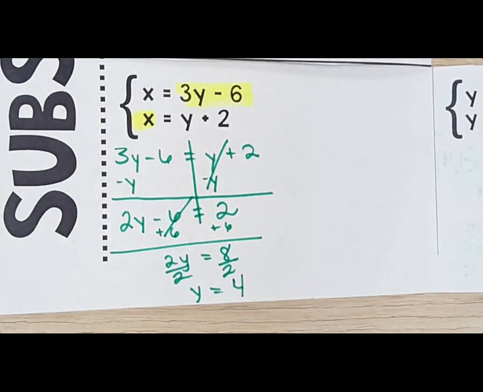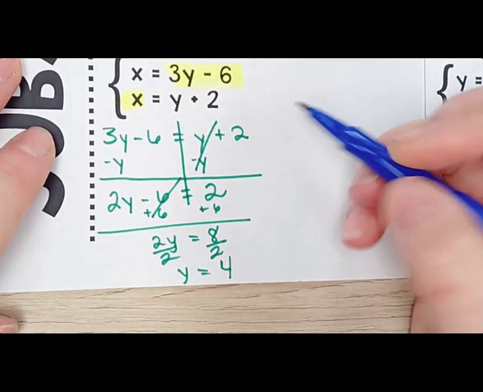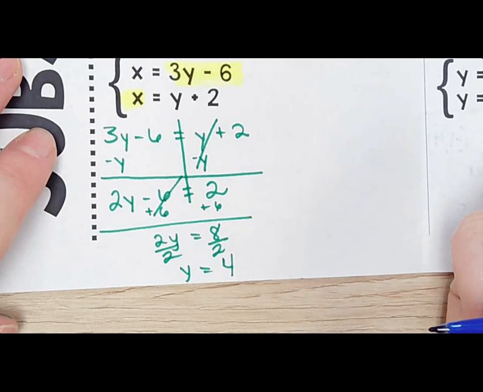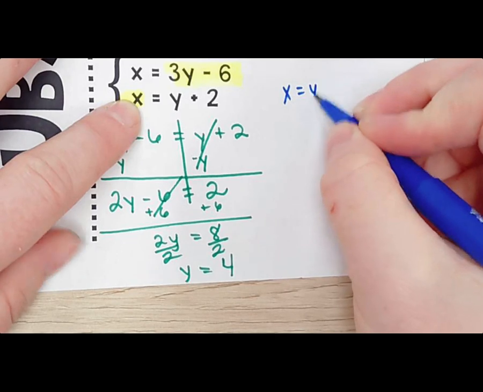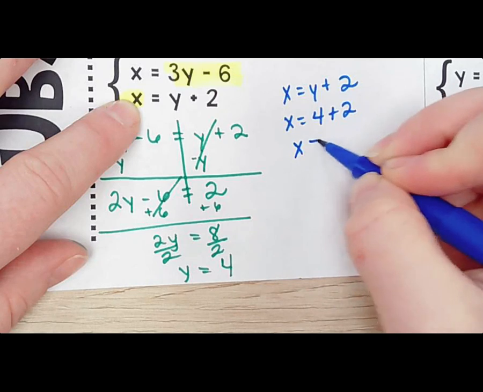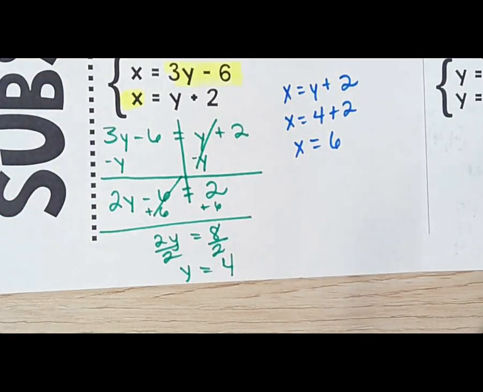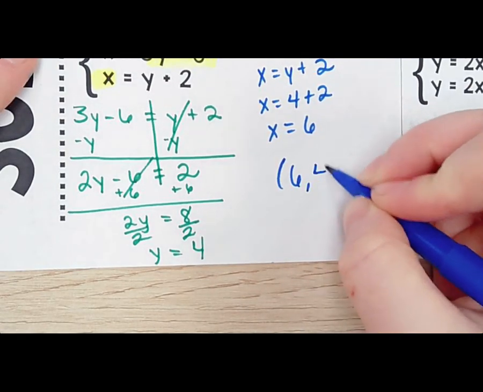What if you move the number? You should still come out with the same answer. So then we get y equals 4. And then which one should we plug in the 4 for y? Which one would be easier? Yeah, x equals y plus 2. x equals 4 plus 2, so x equals 6. So we write our solution as (x, y), so it'll be (6, 4).